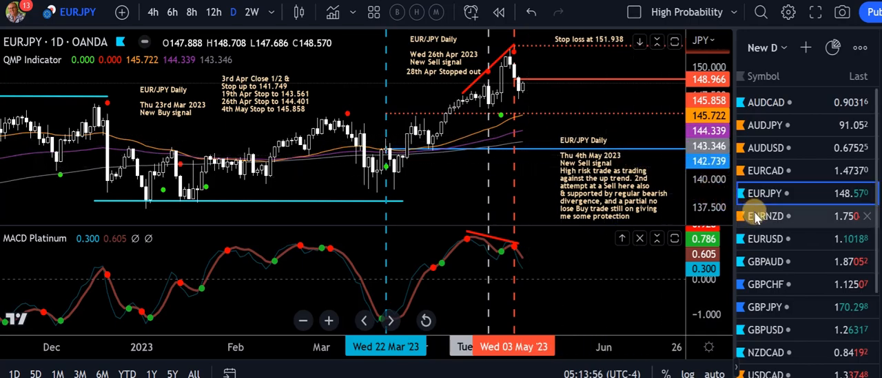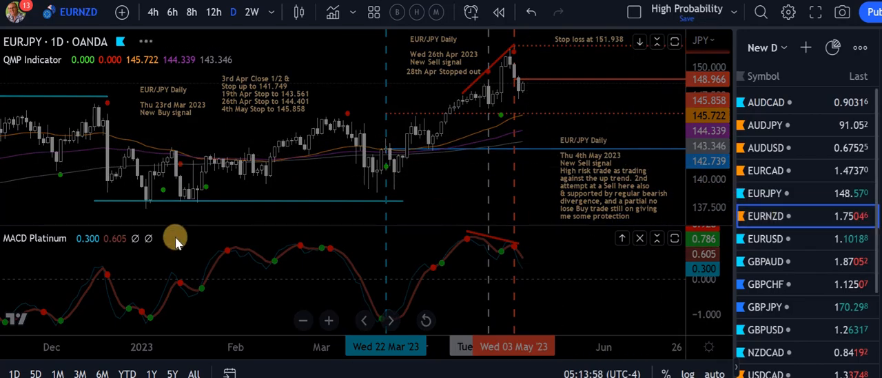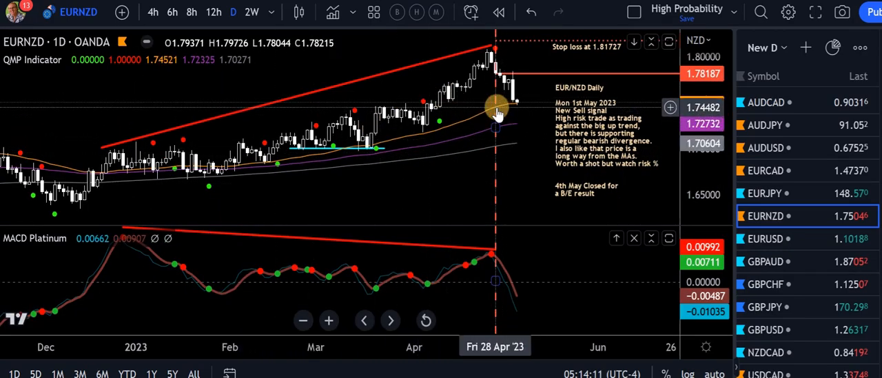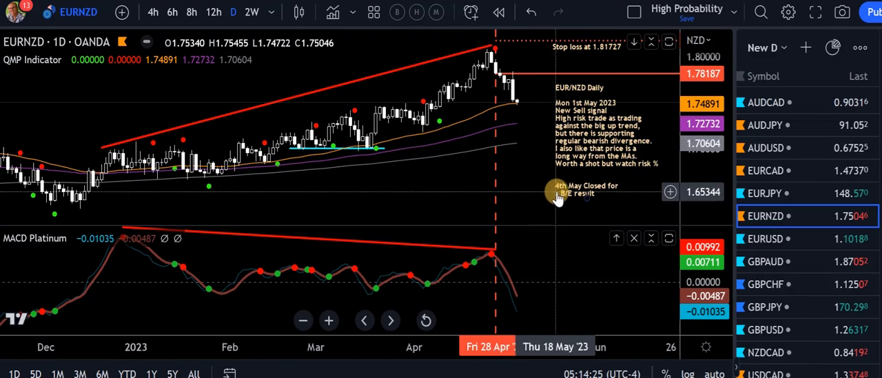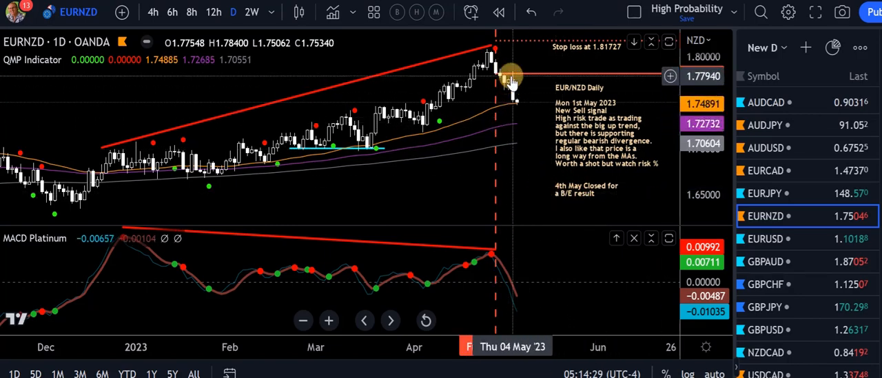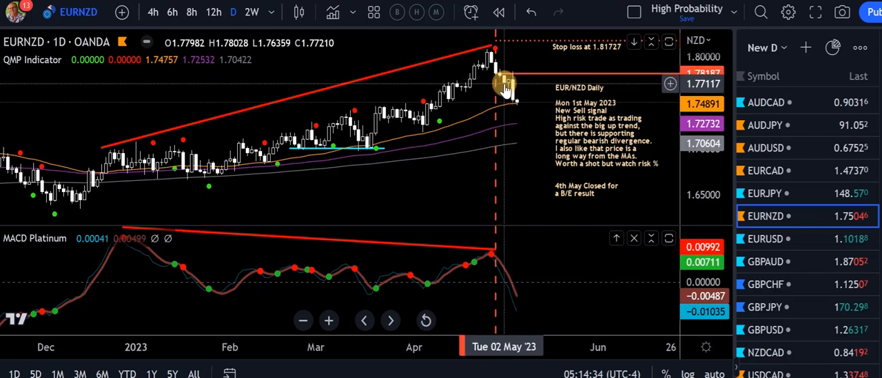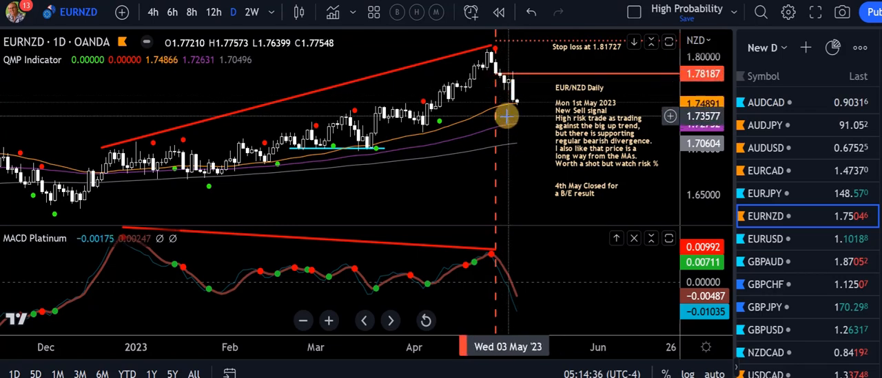Now the Euro NZ. This is one I'm sort of regretting. You'll see why. Okay, it looks really good. Took a sell, bang, bang, but Jim got panicked a little bit. MACD platinum was at the zero level, and on my cursor at the moment, I closed 4th of May, closed for a break-even result. So I closed it when it was just below the entry level. And that day, bang, down she went.